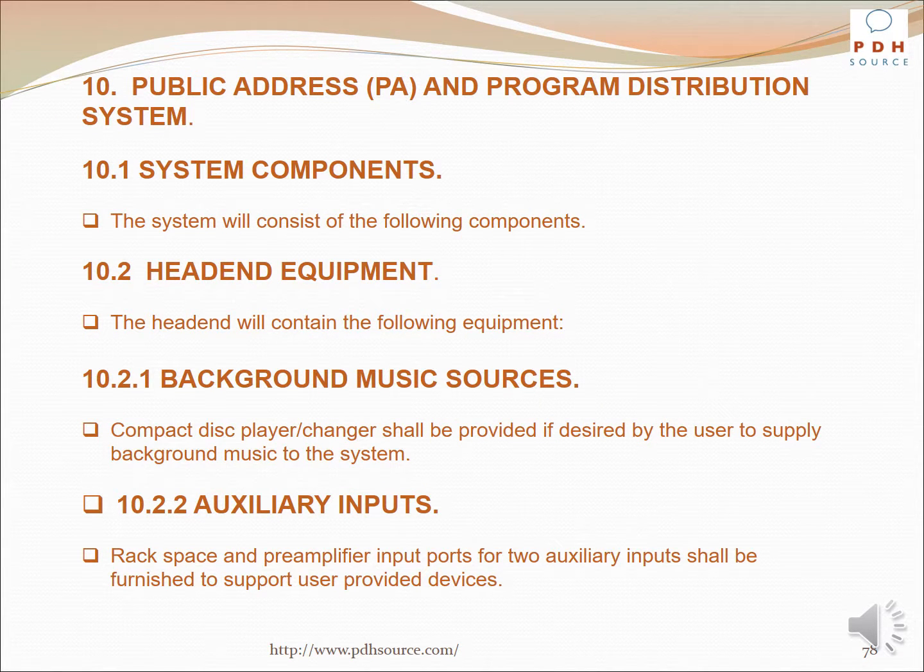Now, with regard to the public address and program distribution system. The system will consist of the following components. The head-end equipment will contain the following equipment: background music sources consisting of compact disc player changers shall be provided if desired by the user to supply background music to the system. Rack space and preamplifier input ports for two auxiliary inputs shall be furnished to support user-provided devices.